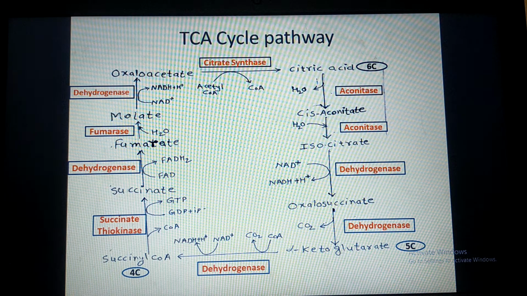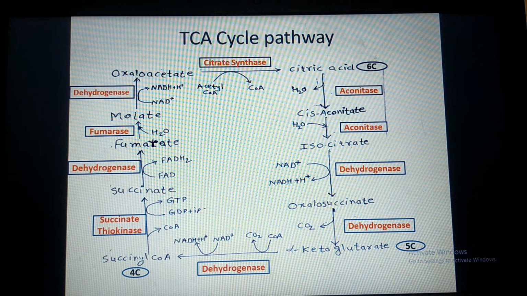Now isocitrate undergoes oxidation by removal of 2 hydrogen atoms with the help of enzyme isocitrate dehydrogenase. Now these 2 hydrogen atoms are accepted by NAD and get reduced to NADH. Now the oxalosuccinate which is formed undergoes decarboxylation with the help of the same enzyme isocitrate dehydrogenase to form alpha ketoglutarate having 5 carbon.